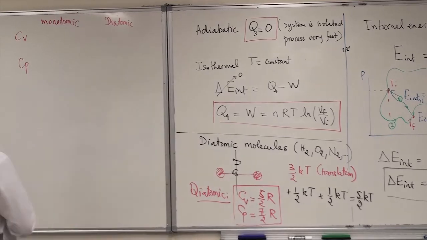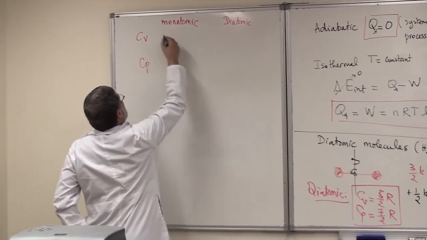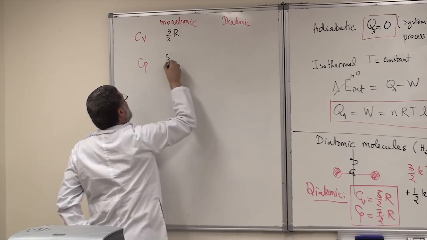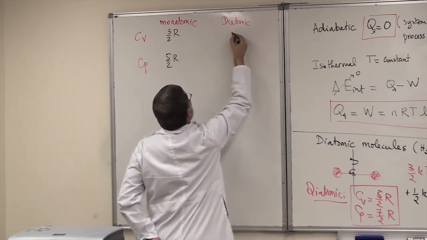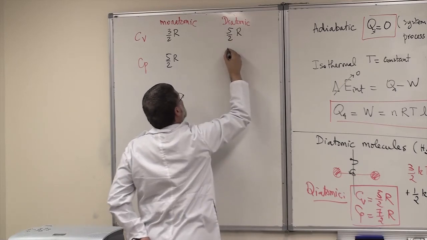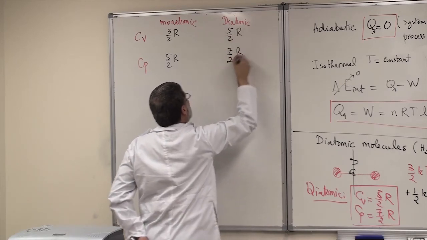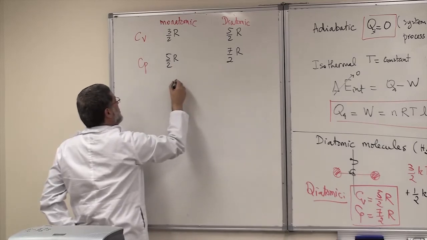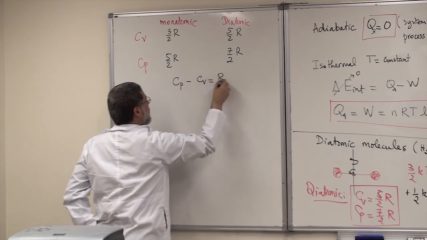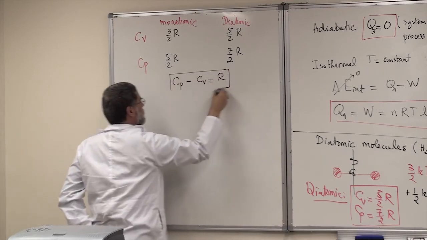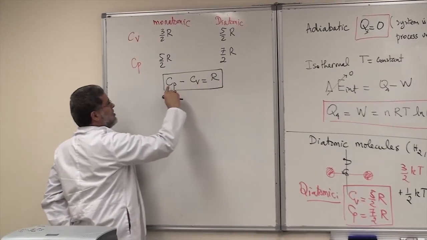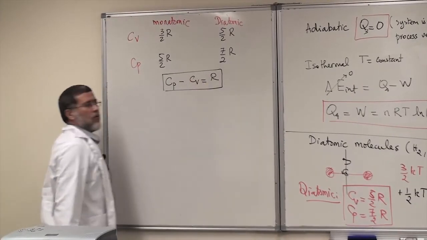So, if you want to summarize, for monatomic gas, CV is 3 over 2 R, and CP is 5 over 2 R. And for diatomic gas, CV is 5 over 2 R, and CP is 7 over 2 R. You notice something very important: CP minus CV is always equal to R. This is the relationship between CV and CP. So if you want to go from one to the other, you add R, okay? CP is always CV plus R.